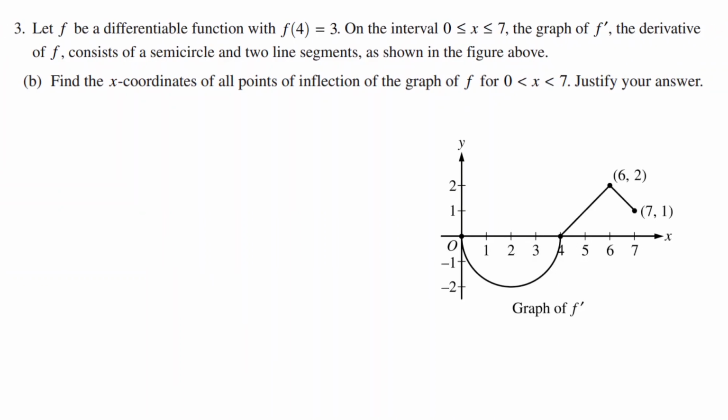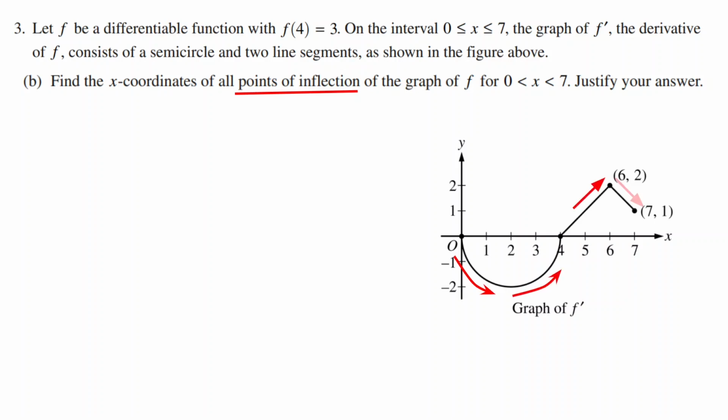For part B, we have to find the x-coordinates of all points of inflection of the graph of f for 0 less than or equal to x less than or equal to 7. Justify your answer. Points of inflection occur when the concavity changes. This is the same as when f prime changes from increasing to decreasing or vice versa. By looking at the graph, we can tell that this happens at 2 points, x equals 2 and x equals 6.